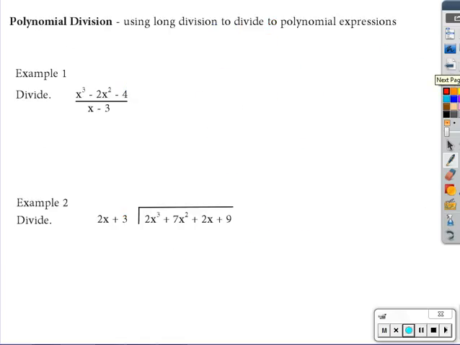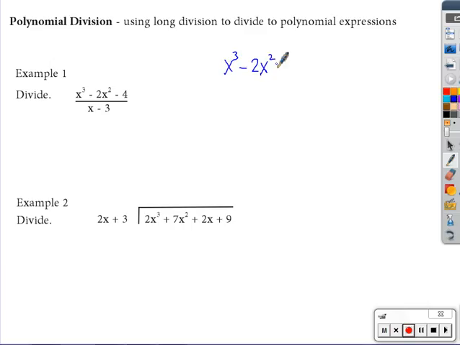Now we're going to talk about a new operation here for functions, and that's polynomial division. Polynomial division is no different than long division. So if you remember how to do long division from way back when, this will come very natural to you. I'm going to teach you to set it up like a long division problem.